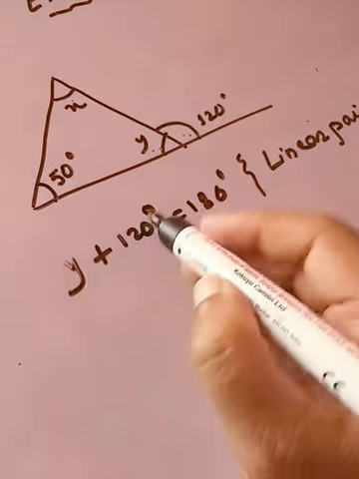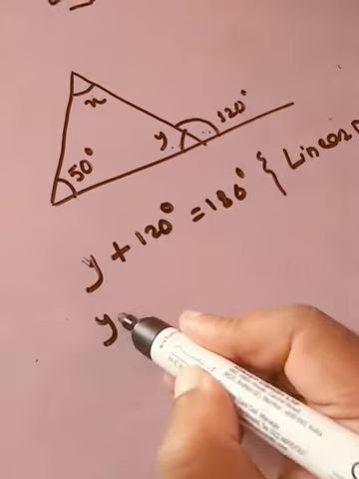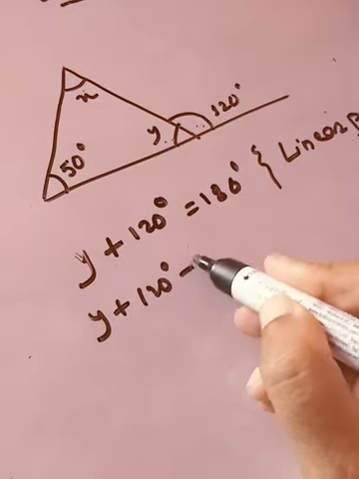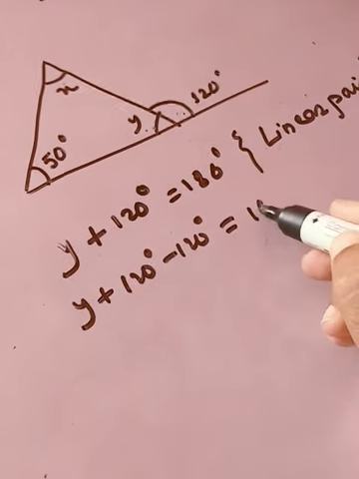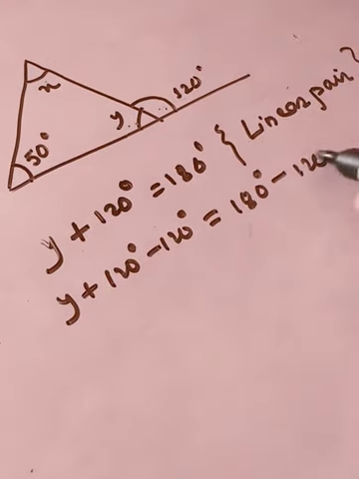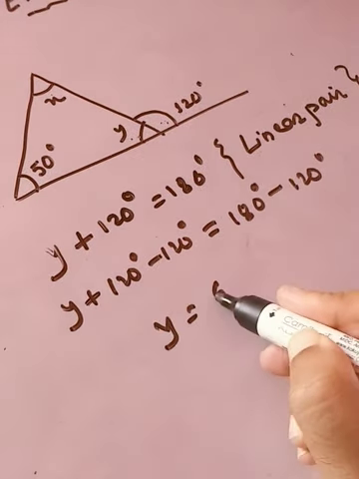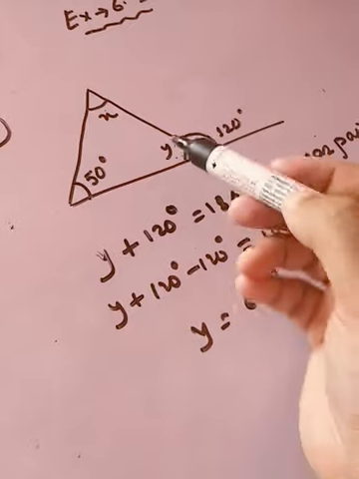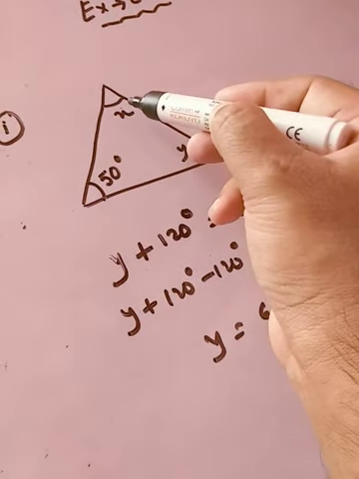Now you have to remove this 120. For that you have to subtract 120. The same thing you have to do on the right hand side also. So y equals 60 degree. Now we know the value of y, so now we can easily get the value of x.